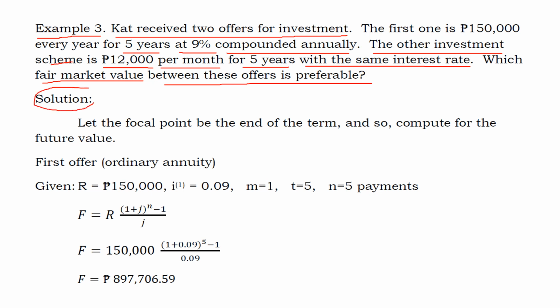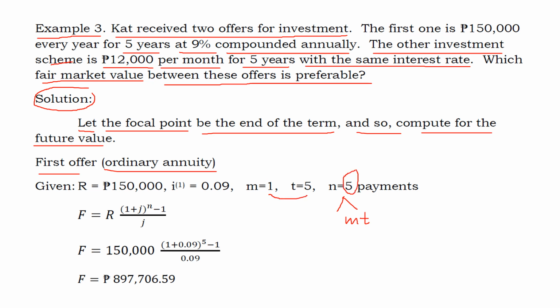So let's start with the solution. Let the focal point be the end of the term, and so compute for the future value. With these 2 offers for the investment, we're looking for the fair value of these 2 offers. So the first offer represents an ordinary annuity. So why is it that your m is 1 here? Because it is compounded annually. Your t now is 5 and m is equal to 1. Your n here is equal to m multiplied by t. So since 1 multiplied by 5, your resulting value now is 5.